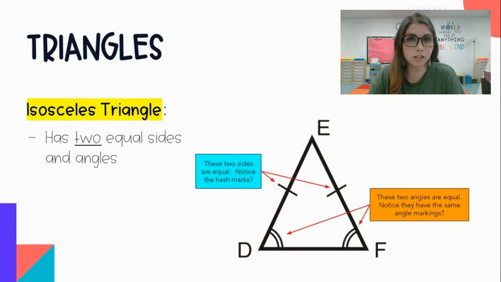Next, we have the isosceles triangle. This triangle has two equal sides. And you can see in the picture that it has two sides labeled with the same hash mark, and then the third side doesn't have a hash mark. That's because the third side is a different length than the two sides noted there with the hash marks. So an isosceles triangle has two sides that are the same length.